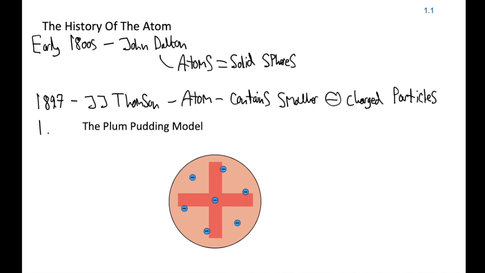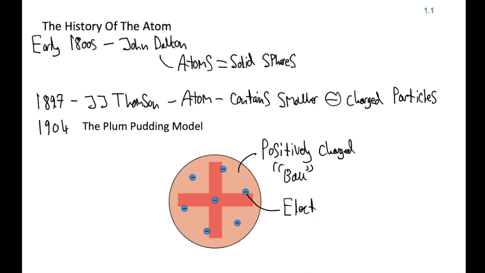Thomson went further than this, and actually in 1904 he proposed his own model of the atom known as the plum pudding model. And so it was claimed by him that the atom was made up of a positively charged ball as the sort of foundation, with negatively charged, much smaller electrons stuck to it. And so the appearance of the atom would have looked like a plum pudding, and that's where it gets its name from.